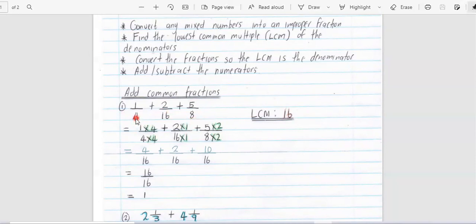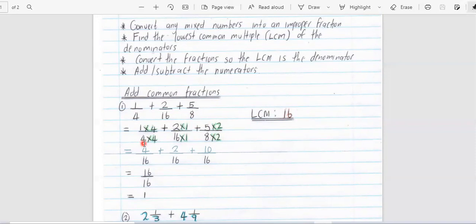So we need a number that 4 can divide into, 16 can divide into, and 8 can divide into. So that must be the same number. If we look, our LCM is 16. So the lowest common multiple for this sum is 16. Now the next step is to bring down the first fraction as it is. This is the first fraction I'm talking about, 1 over 4. Here's 1 over 4 in the next step.